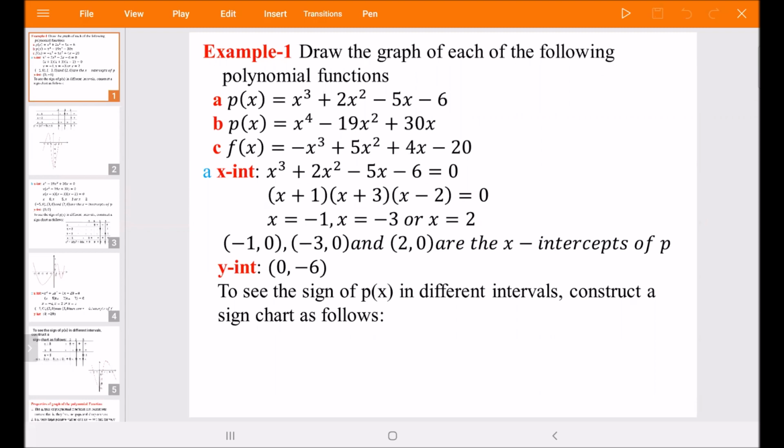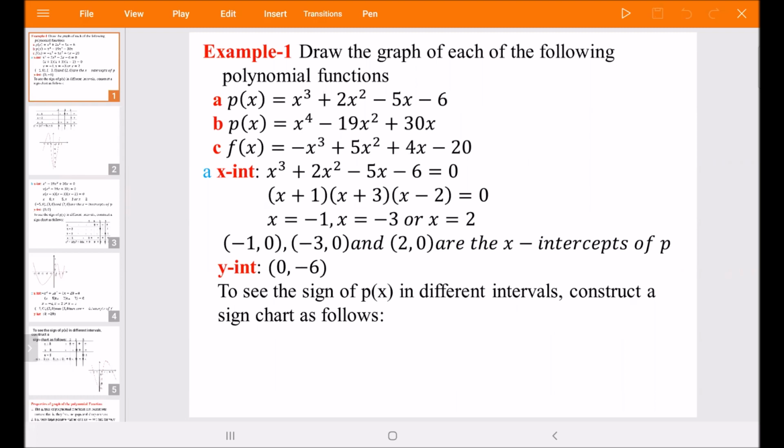Now from this, the points minus 1, 0; minus 3, 0; and 2, 0 are the x-intercepts of this polynomial P. That means these 3 points are the points where the graph of P of x crosses the x-axis. So their second components are equal to 0, because a point belongs to the x-axis if its second component is equal to 0. Because the constant term of this polynomial is minus 6, the point 0, minus 6 is its y-intercept, a point on the y-axis. Actually, there is a list of general properties of polynomials which I am going to mention for you later in our discussion.